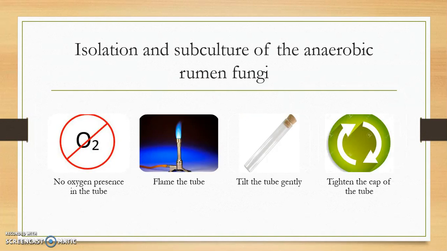For the isolation and subculture of the anaerobic fungi, we need to make sure that no oxygen is present in the tube. So we need to immediately tighten the tube after we insert the sample into the tube. Then we need to flame the tube, and also flame the rubber stopper cap to prevent contamination. And when tightening the cap, we need to twist the rubber stopper instead of pressing it hard, because the tube can break and cause injury to the experimenter.